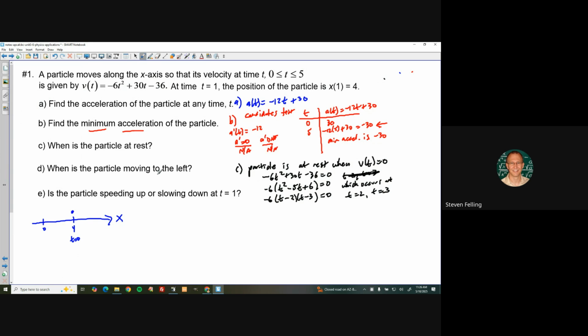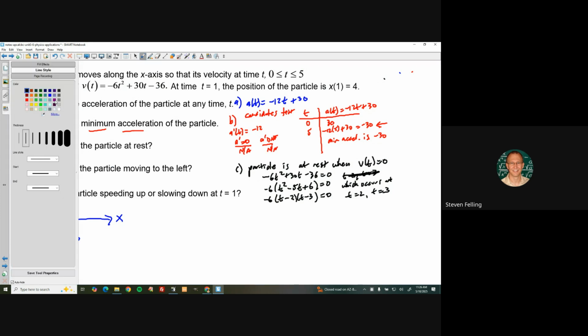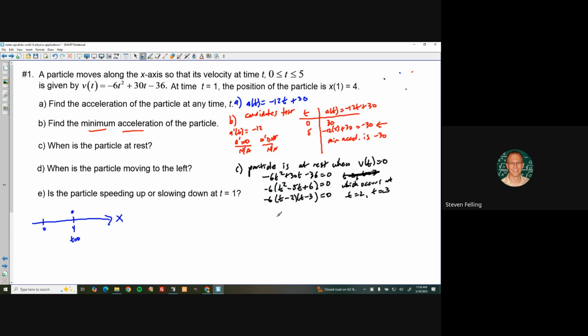Okay, when is the particle moving to the left? For that one, the particle will be moving to the left whenever the velocity is negative, right? If the velocity is less than 0, we're moving to the left. If the velocity is 0, we're at rest. And if the velocity is positive, we're moving to the right.